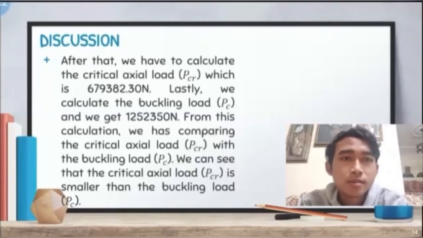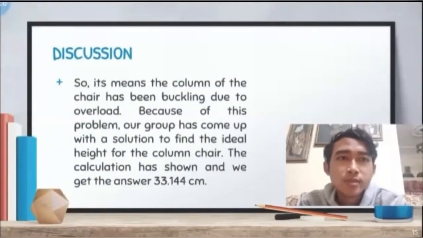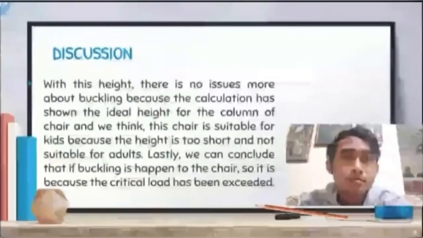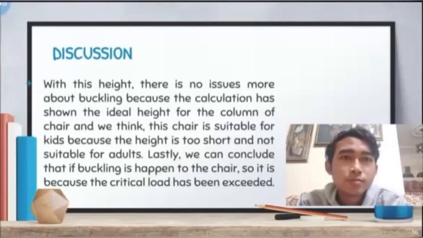From this calculation, we compared the critical axial load with the buckling load. We can see that the critical axial load is smaller than the buckling load, so it means the column of the chair has buckled due to overload. Because of this problem, our group came up with a solution to find the ideal height for the column of the chair. The calculation shows the answer is 33.144 cm. With this height, there are no more buckling issues. We think this chair is suitable for kids because the height is short, and not suitable for adults.